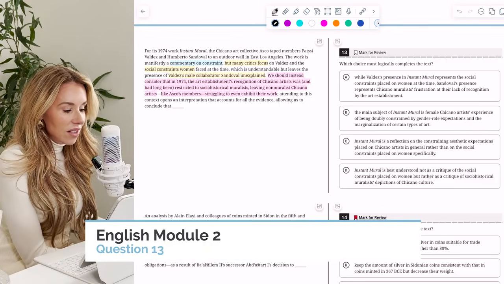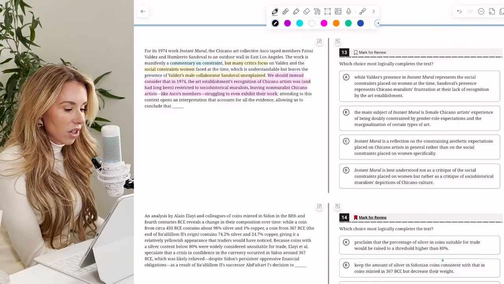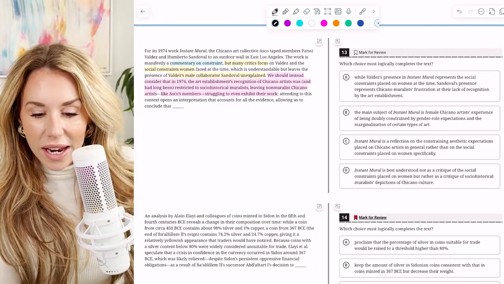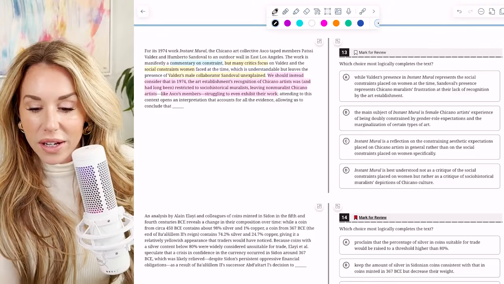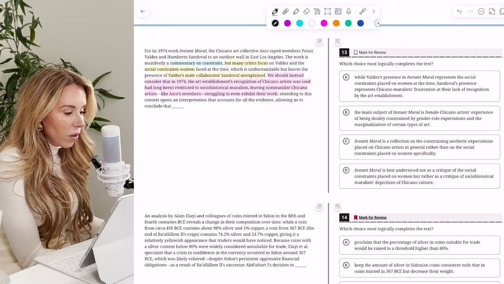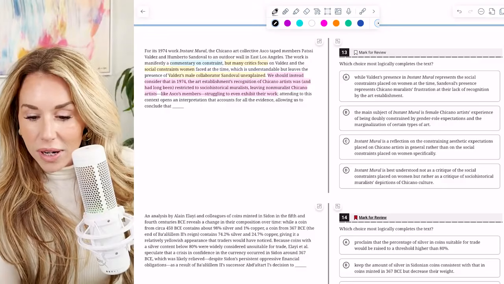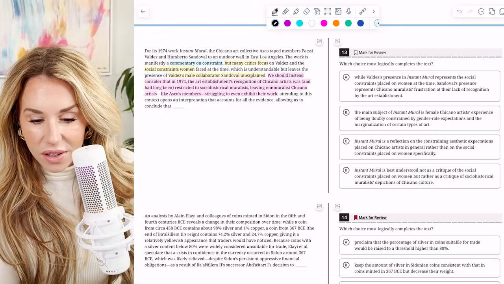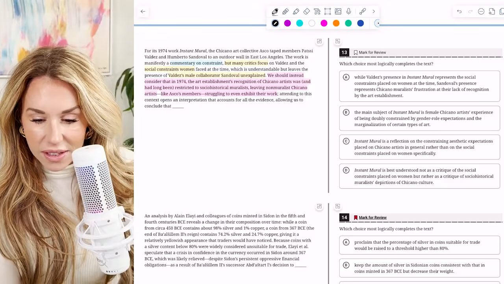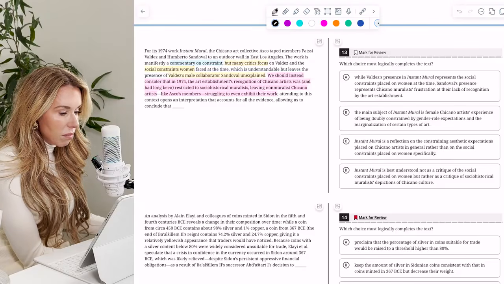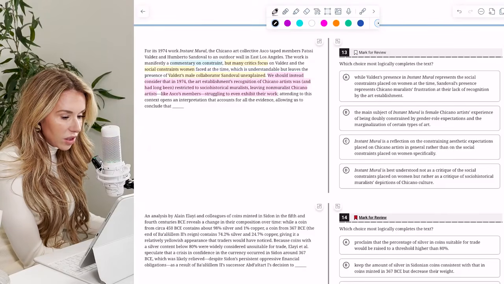So we have, for its 1974 work, Instant Mural, the Chicano art collective ESCO taped members PV and HS to an outdoor wall in East Los Angeles. The work is manifestly a commentary on constraint, but many critics focus on Valdez and the social constraints women faced at that time, which is understandable but leaves the presence of Valdez's male collaborator Sandoval unexplained.